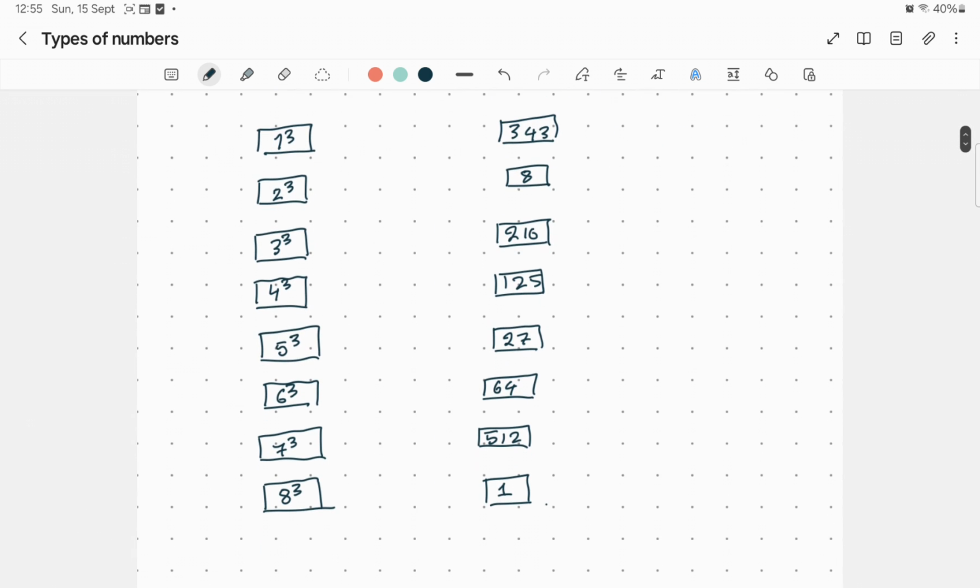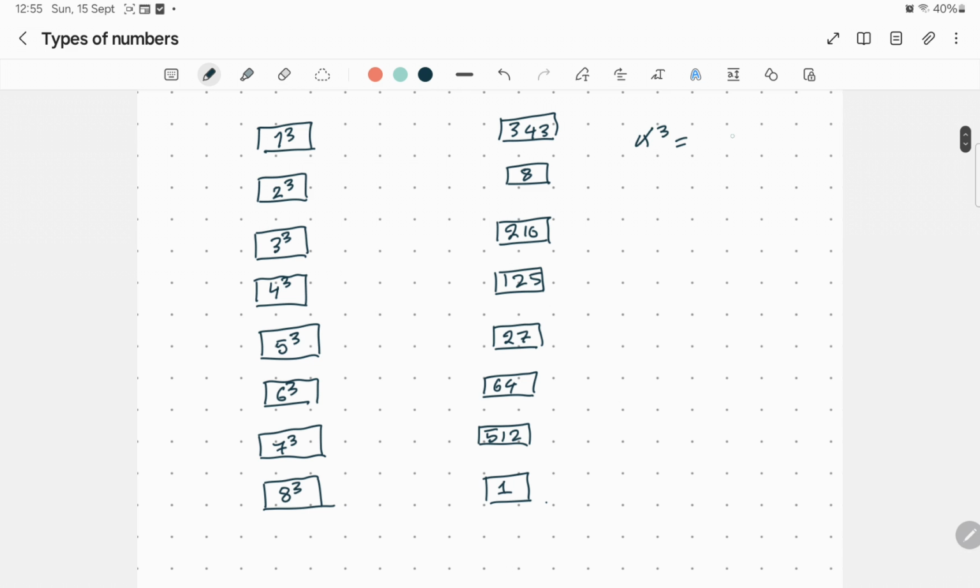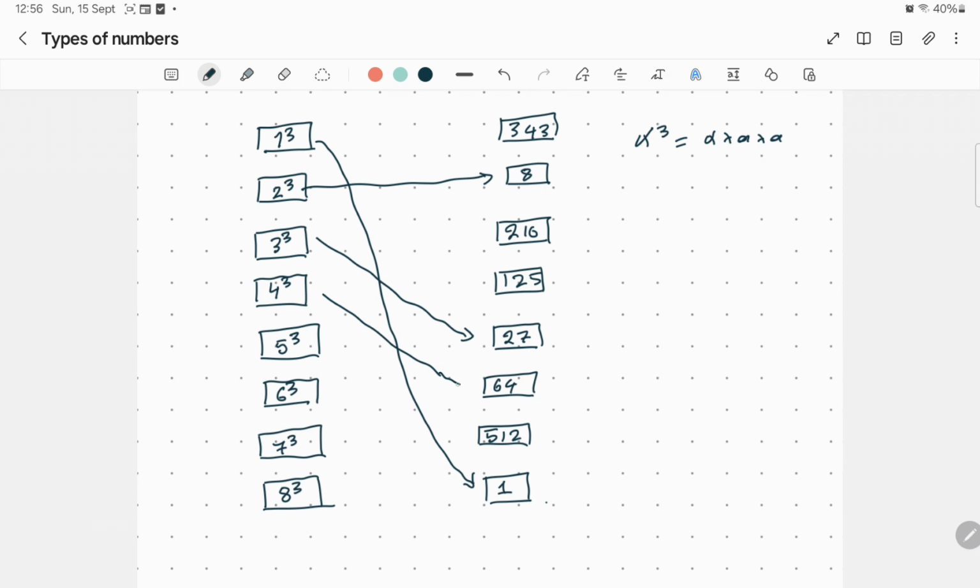Here we have cube numbers. What is a cube number? A times A times A. So the first one is 1 times 1 times 1, which is 1. The second one is 2 to the power of 3, this is 8. 3 to the power of 3 is 27. 4 to the power of 3 is 16 times 4, 64. 5 to the power of 3 is 5 times 5, 25 times 5, 125.